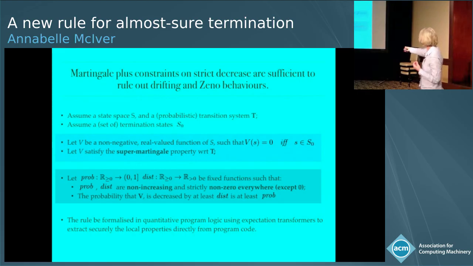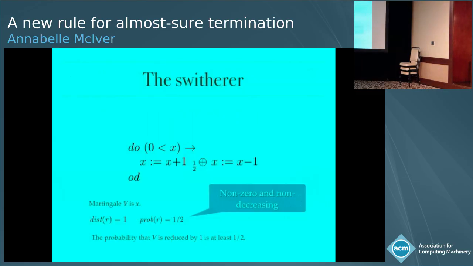But we've got a couple of constraints on these functions. One is that they have to be strictly non-increasing on their domain. And the second one is that for each iteration, the probability that V is decreased by at least dist has got to be at least prob. And once you come up with the super martingale and these two progress conditions, and you've verified those things, then our rule says that termination is certain. So let's quickly see how these are working on something that we know terminates, and I'll also explain why it doesn't work on those other two examples.